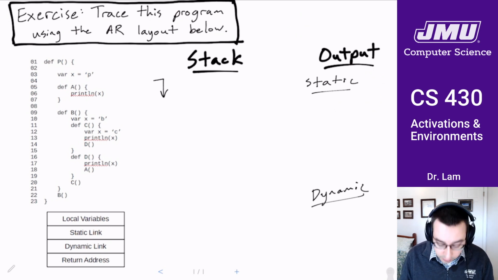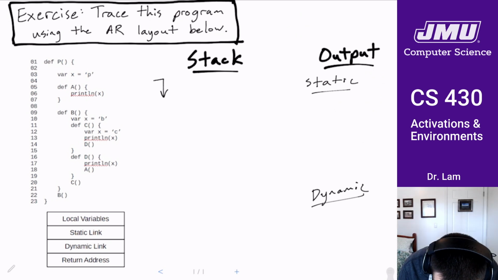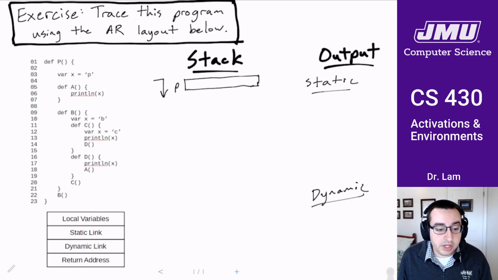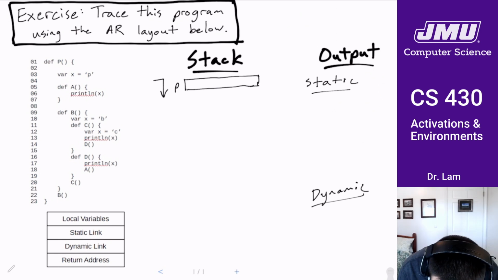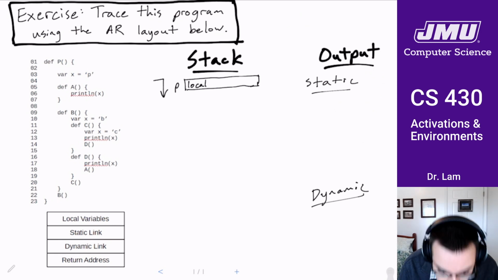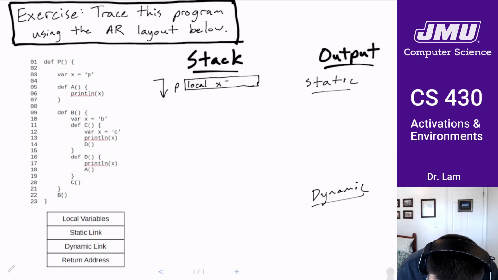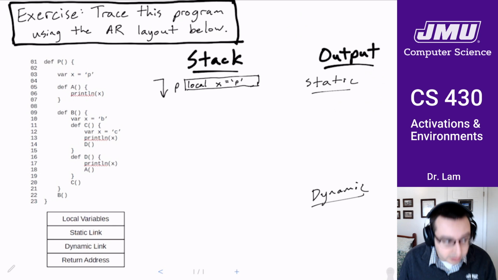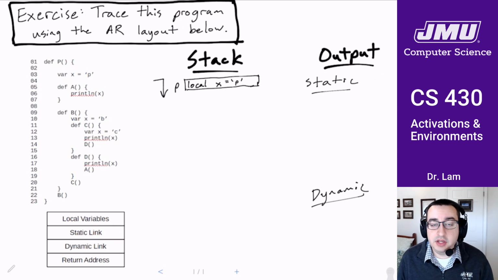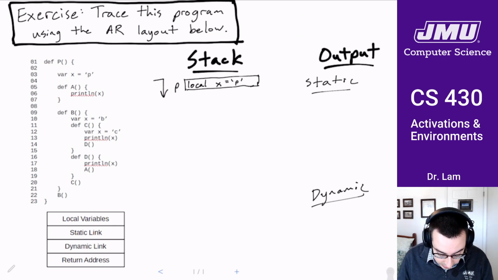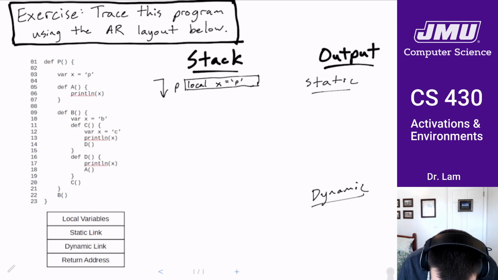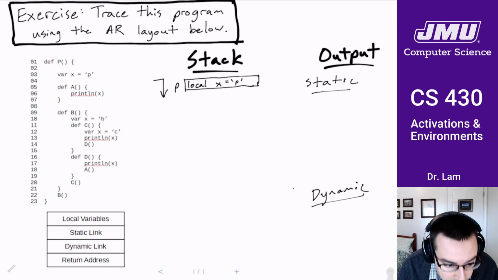So let's start with P's activation record. So here is P's activation record on the stack. It only has one thing, which is a local variable. That local variable is called x, and it is equal to the character P. So that is the stack frame for P. The only thing that P does is it calls B. So I'm going to now draw a stack frame for B.